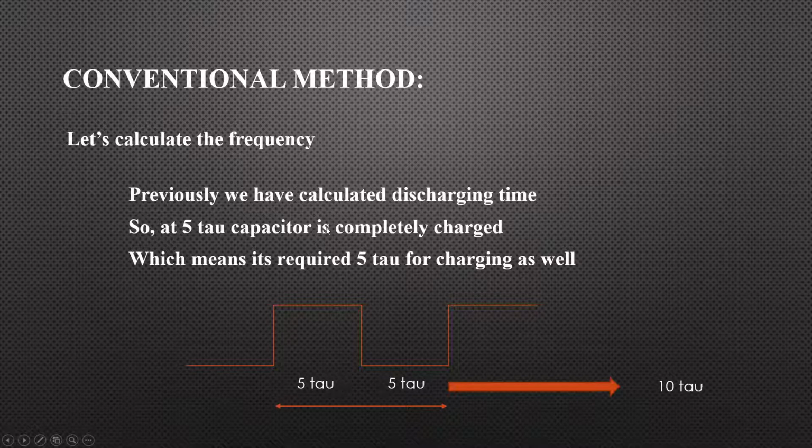At 5 tau the capacitor is completely charged, which means it requires 5 tau for charging. If the capacitor requires 5 tau to charge completely, it requires 5 tau as well to discharge. So the total time will be 10 tau, and we have to find out at what frequency we should give our circuit so it shows complete charge and discharge.